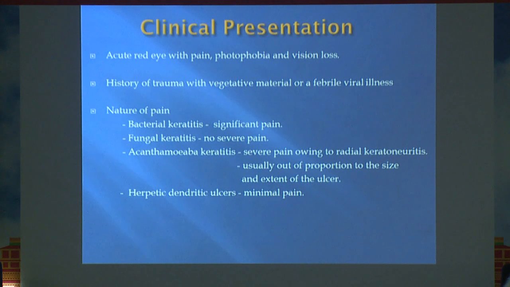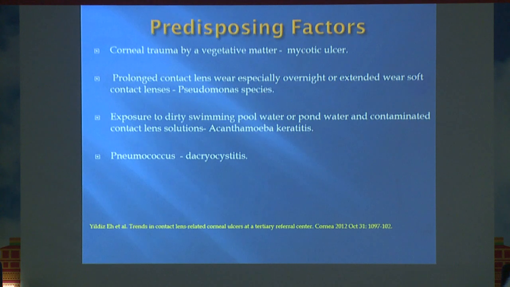In fungal keratitis, there is no severe pain. In acanthamoeba keratitis, there is severe pain owing to the radial keratoneuritis, which is usually out of proportion to the size and extent of the ulcer. In herpetic dendritic ulcer, there is minimal pain.